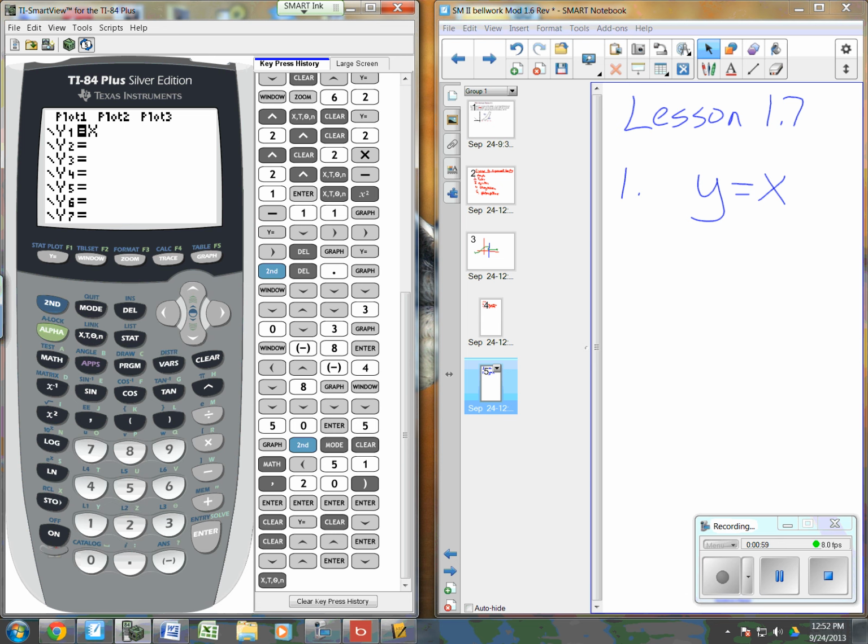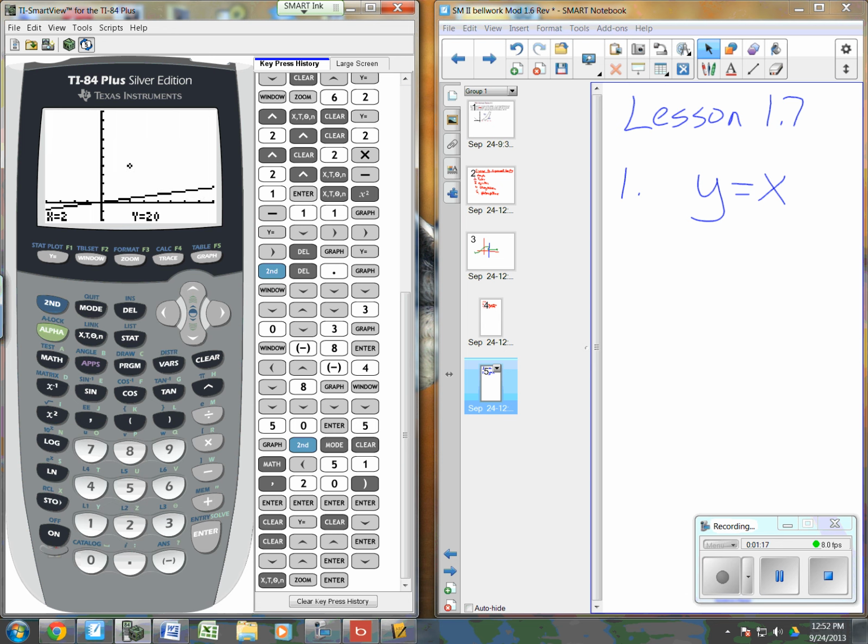So now, I'm going to put in the equation y equals x right there. All I do is hit the x button right below mode. That's the x button. And I want to graph it on a standard screen. That means my window is from -10 to +10. If I hit zoom, look what number 6 says. Standard window. So I hit enter.